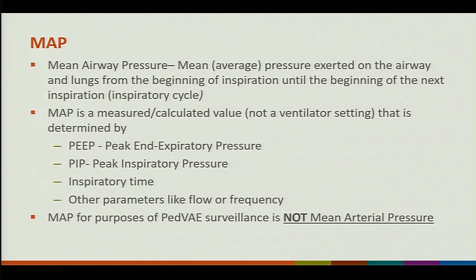Mean airway pressure, in contrast, is the average pressure exerted on the airway and lungs from the beginning of inspiration until the beginning of the next inspiration. So it's an inspiratory cycle, and it is a measured or calculated value. This is not a setting on the ventilator per se. It is calculated using PEEP, PIP, inspiratory time, and other parameters like flow or frequency.